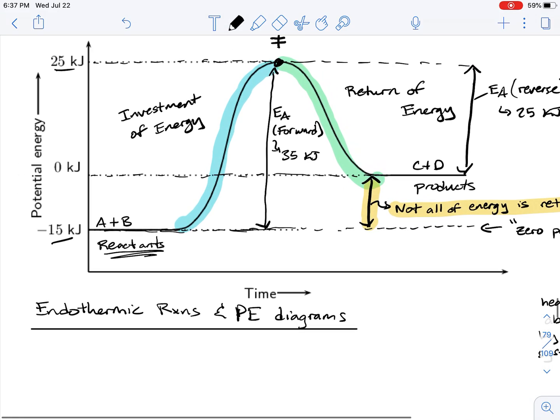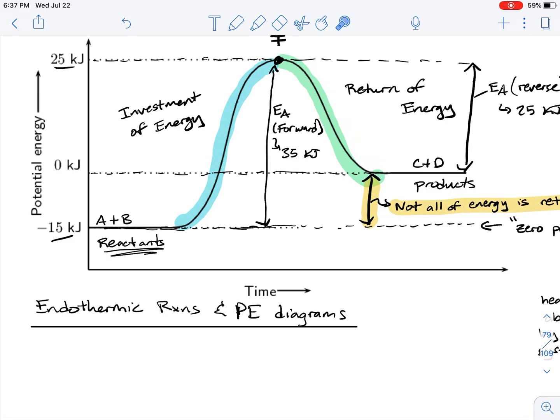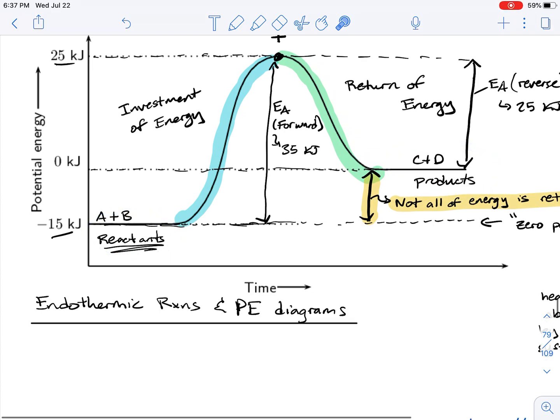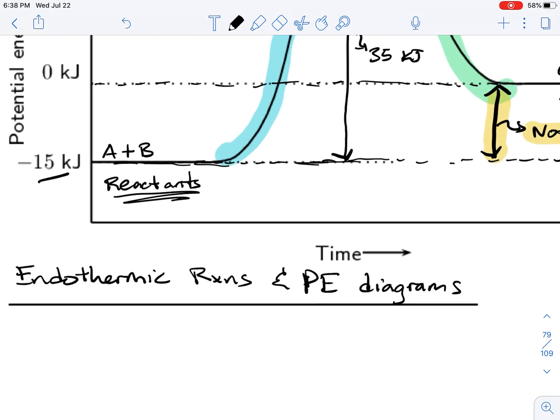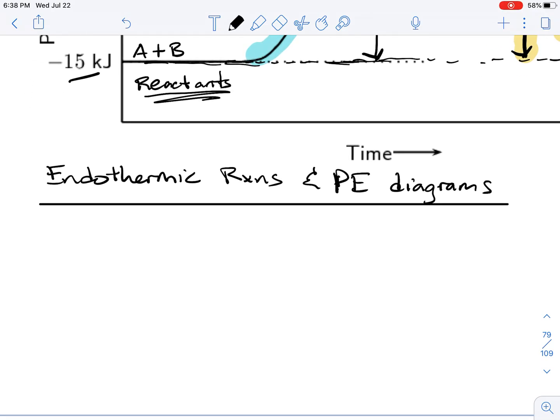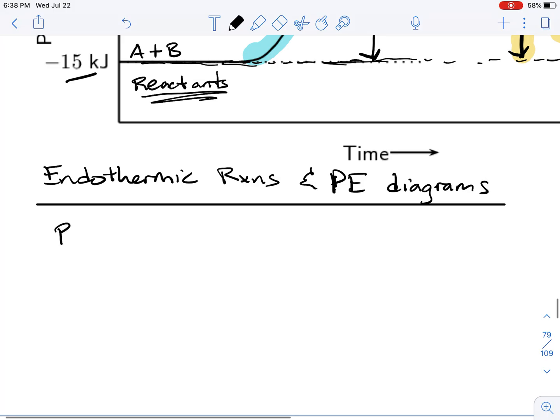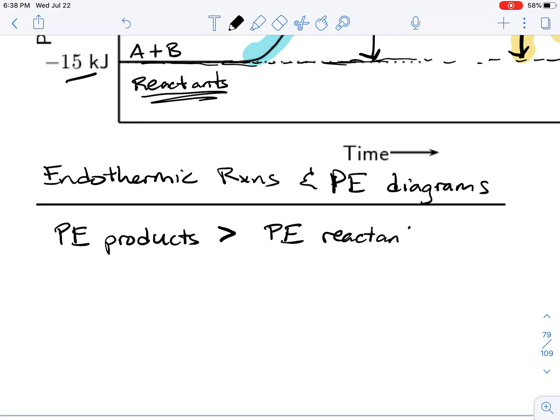All right, and so the first thing that I'm going to look at is the potential energy of reactants and potential energy of the products. For endothermic reactions, notice that the potential energy of the products is much larger than the potential energy of the reactants, which is the reverse of what we talked about for exothermic reactions. And so the potential energy of the products is much greater than the potential energy of the reactants. So that's one way to characterize endothermic reactions on a potential energy diagram.